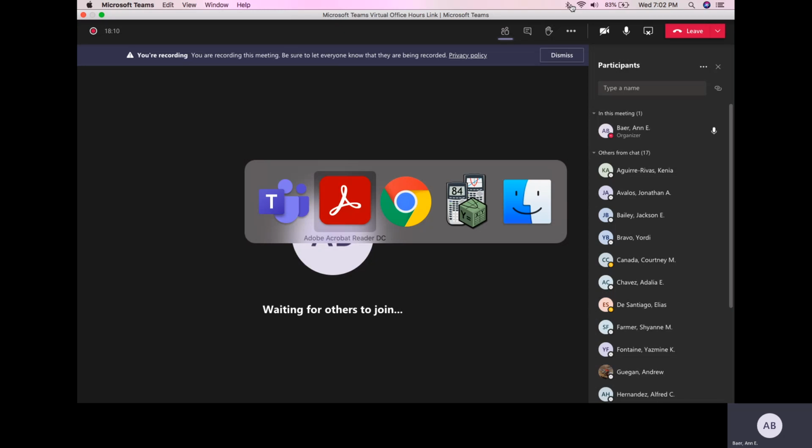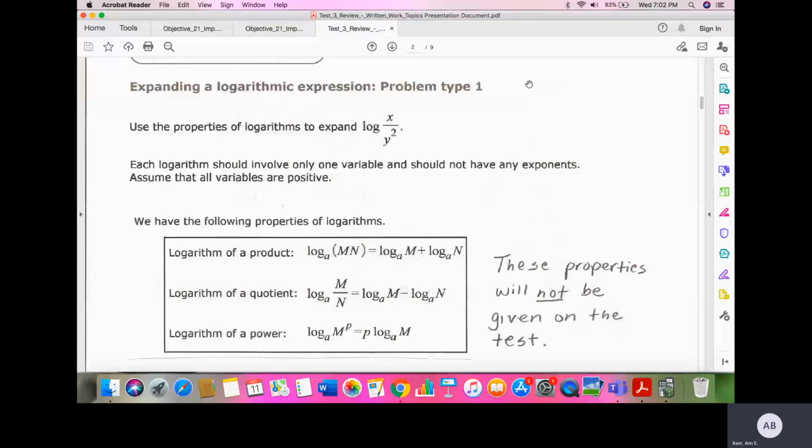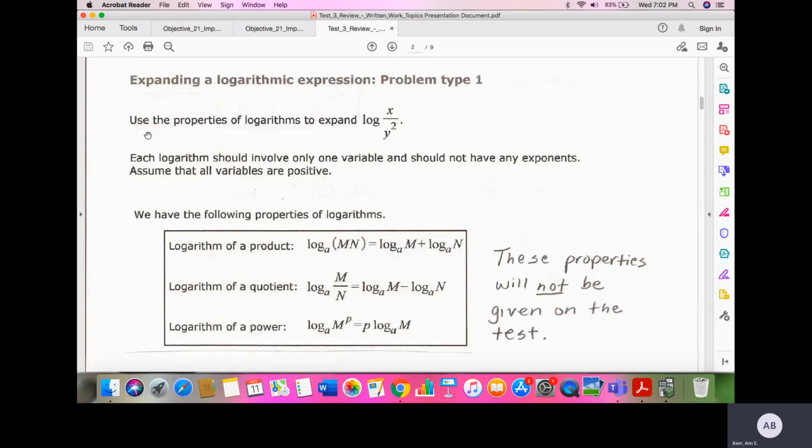Here are the written work required topics. Let's start off with this one, expanding a logarithmic expression, problem type 1. This may not be the first of the 7 questions. It may be 2, 3, 4, 5, 6, or 7. So what we want to do here is use the properties of logarithms to expand log of the argument x over y squared.